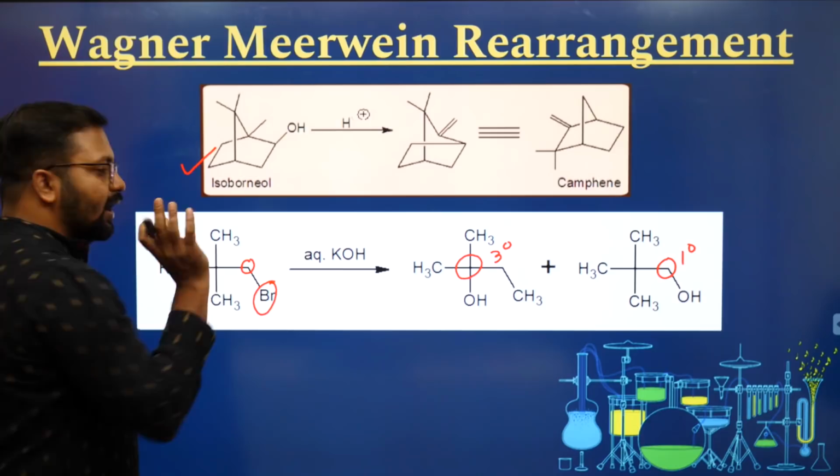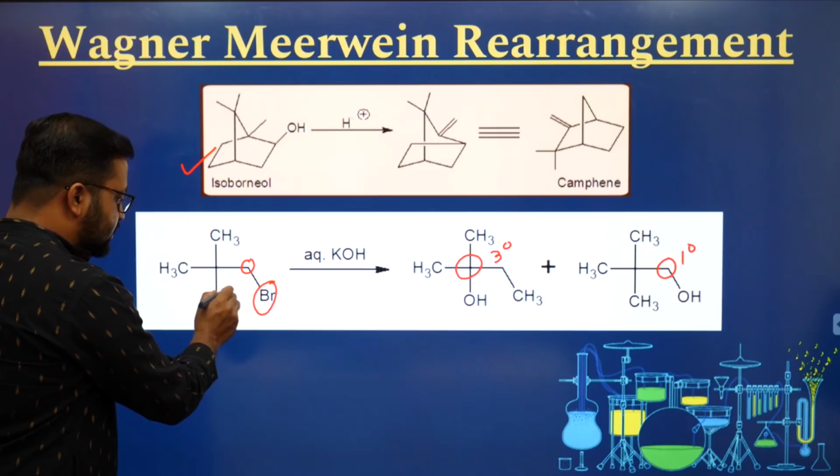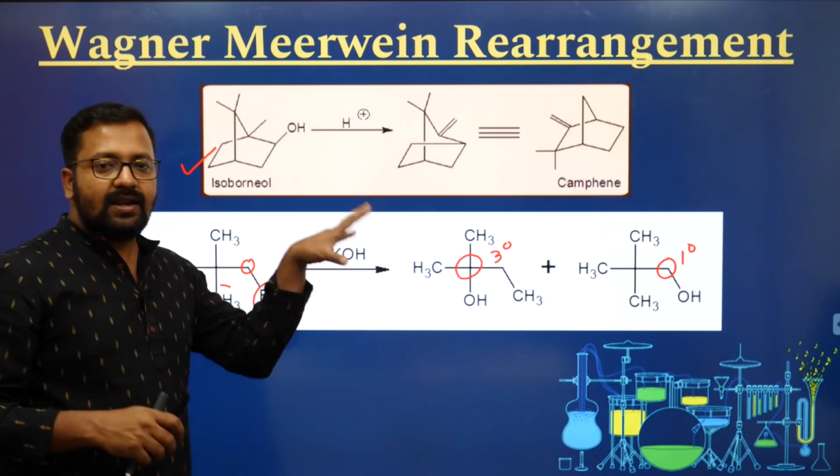And the 3-degree alcohol seems like bromine is removed, this CH3 is moved over here and OH is then attached over here. So what is the mechanism behind this reaction? Let's study the mechanism behind this reaction.